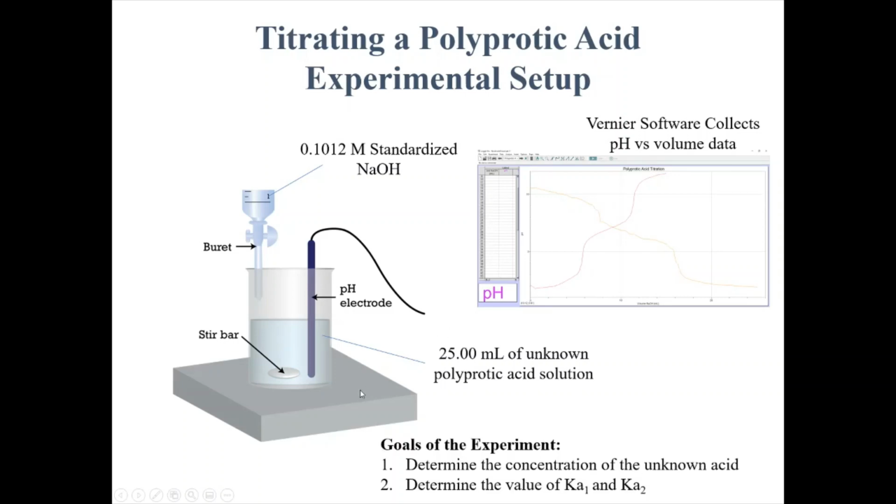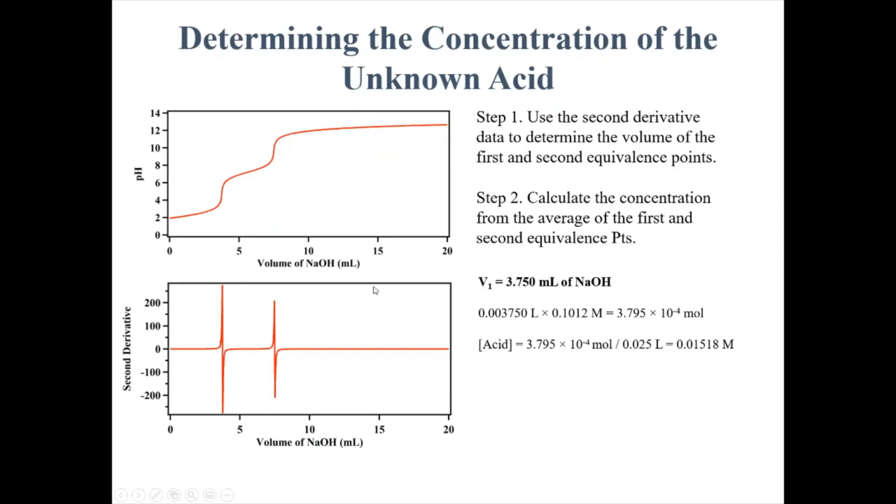Now there are two goals for this experiment that we have to get from the data, from the titration curve. The first is the concentration of the unknown acid, and the second is the value of Ka1 and Ka2. So let's take a look at determining the concentration of the unknown acid.